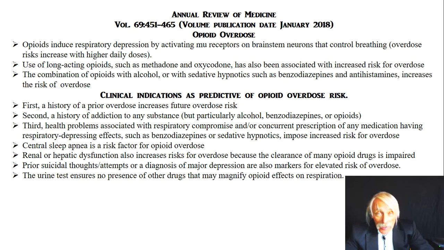Of course, other things that can affect the risk factors are prior suicidal thoughts, going back to psychology, psychiatry. Attempts or a diagnosis of major depressive disorder, also markers for elevated risk of a drug overdose, which can kill. The urine test ensures no presence of other drugs that may magnify opioid effects on respiration. So the urine test still stands as something that's very useful when opioids are going to be administered.